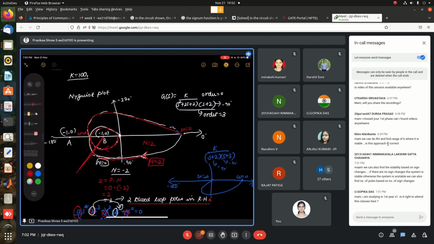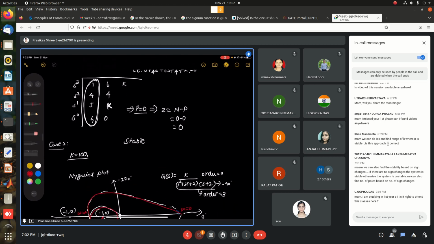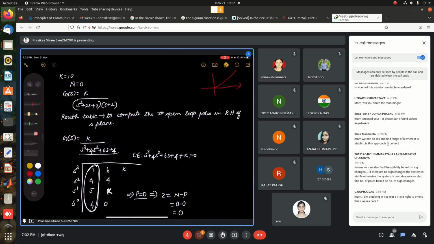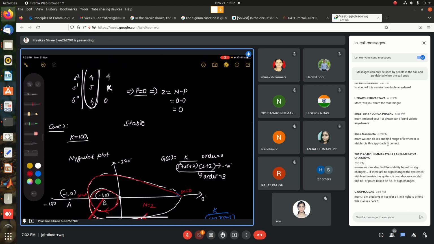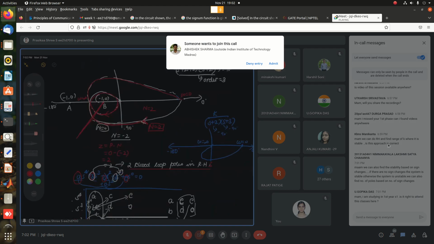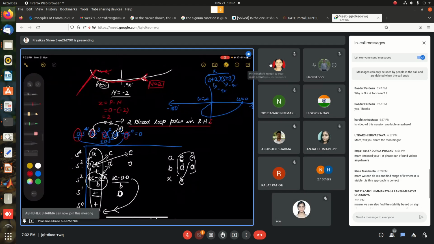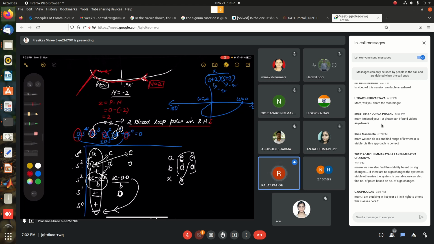There is no significance of K in finding the number of open loop poles in the right half of the s-plane. However, the encirclements are playing a role here. That's why there's a difference in computing the number of poles in the right half of the s-plane. Understood, Rajat? Yes, sure, understood completely. Thank you.